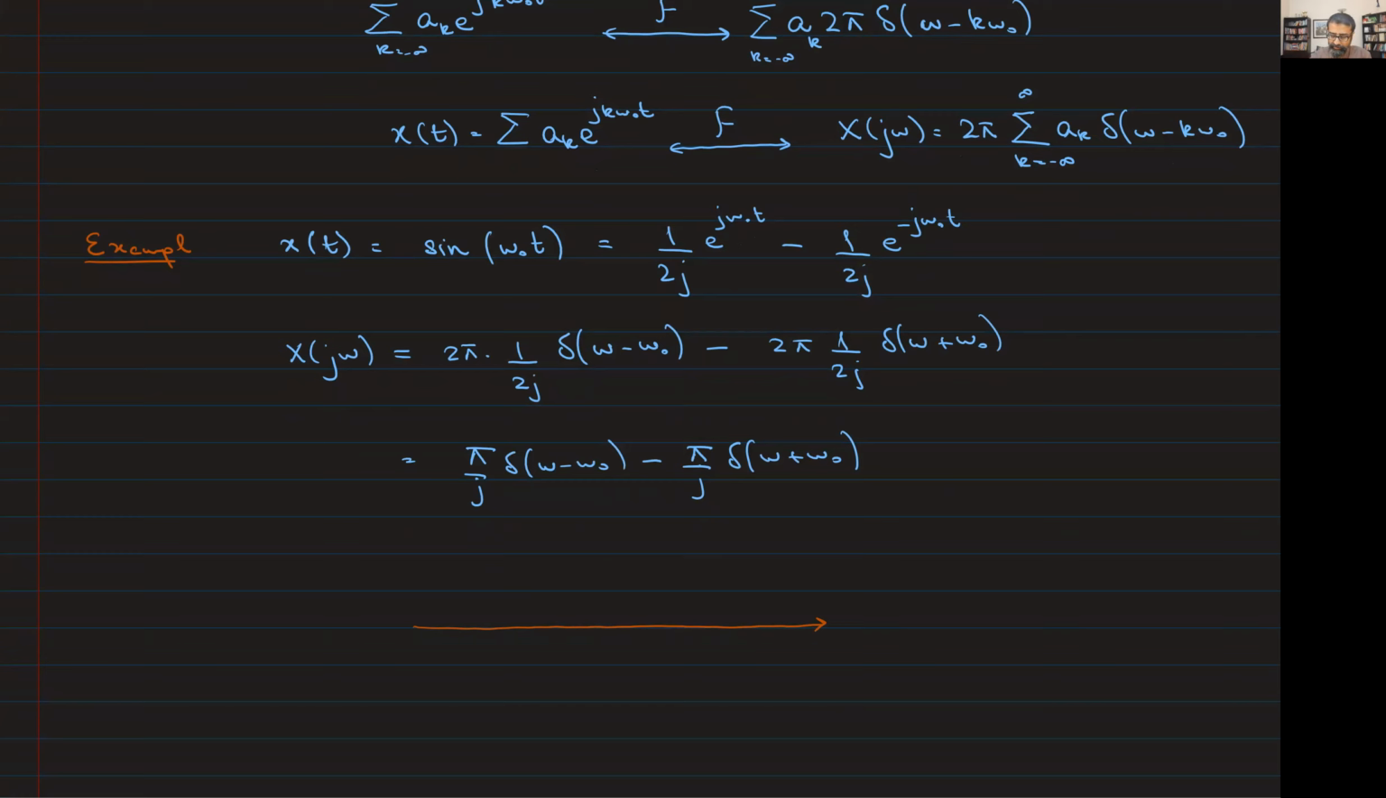Okay? So if this is omega and this is 0, the impulses are going to be at omega equals omega naught, and the height is going to be a complex height, which is pi by j. You could say it is an imaginary height. And excellent, as Usman suggests as well, the other impulse is going to be at minus omega naught, and the height for that is going to be minus pi by j.